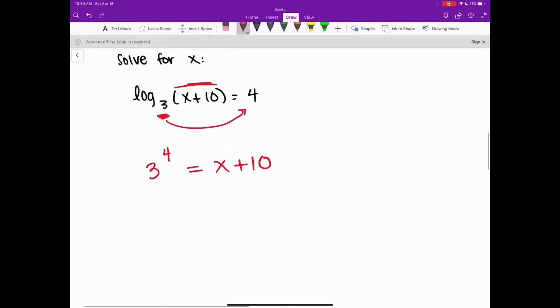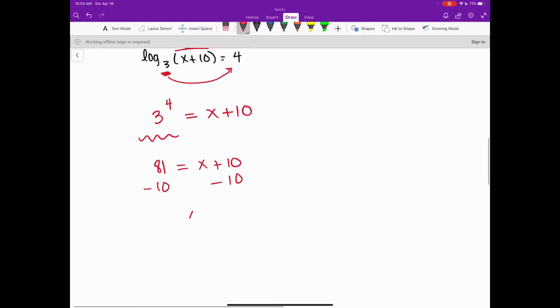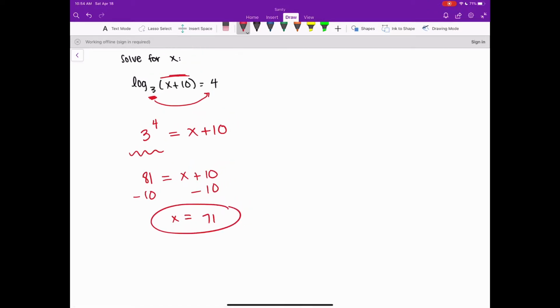I'm going to take care of my exponent first, this 3 to the power of 4. So 3 to the 4th power, 3 times 3 times 3 times 3. It's going to get you 81. And then I have 81 equals x plus 10, minus 10 from both sides. And then you're going to be left with x equals 71. All right. Not too bad, not too bad. These are very similar to the ones from 2.1. Also, there's going to be a couple on the homework that are going to be very similar to this.